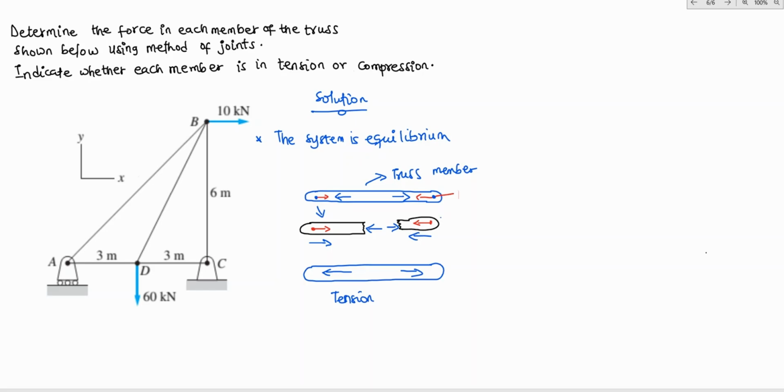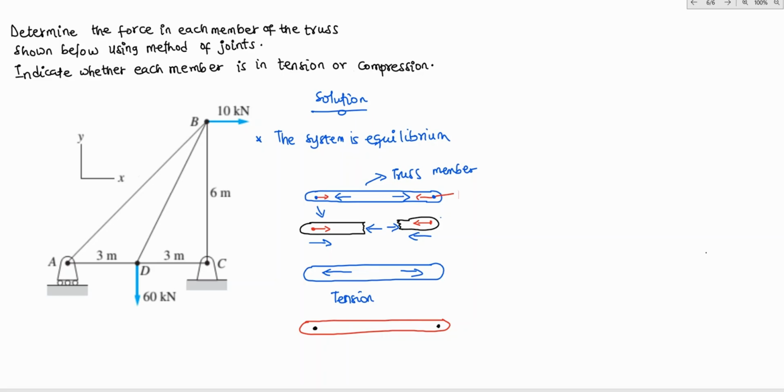So you actually determine whether it is in tension or compression based on the direction of the internal reaction forces and not the direction of the forces acting on the pin joint. Okay, so let's take note of that. So let's look at the case of compression also. So I have a truss member here, and then I have one pin here, I have another pin here.